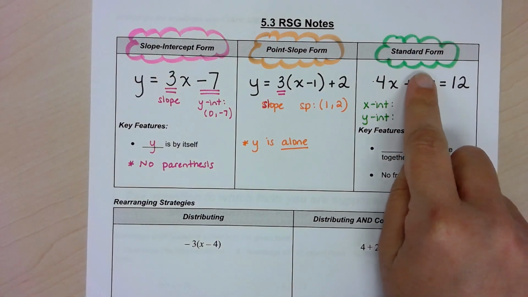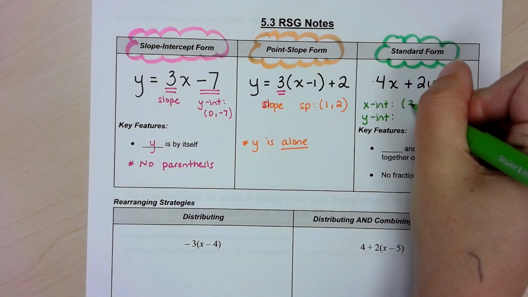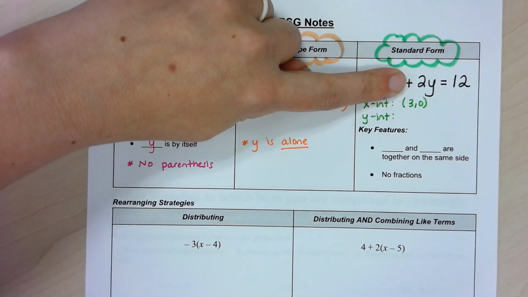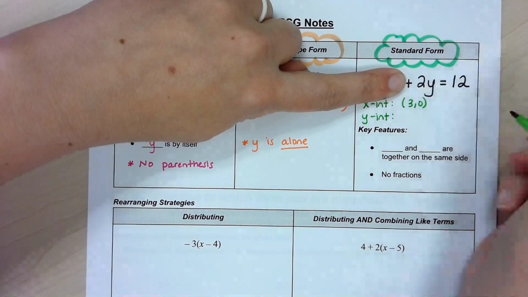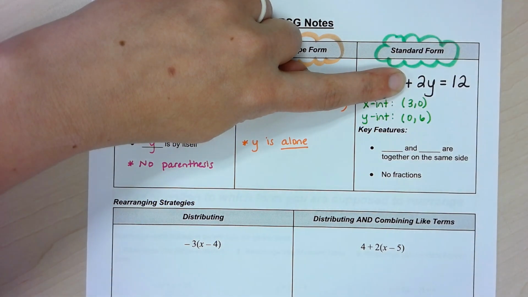So to find the x-intercept, I would cover up the 2y, and I would imagine solving that equation. To do that, I would divide by 4, so my x-intercept would be 3, 0. To find the y-intercept, I would cover up the x, and I would imagine solving that equation. To do that, I would divide by 2, so my point would be 0, 6.